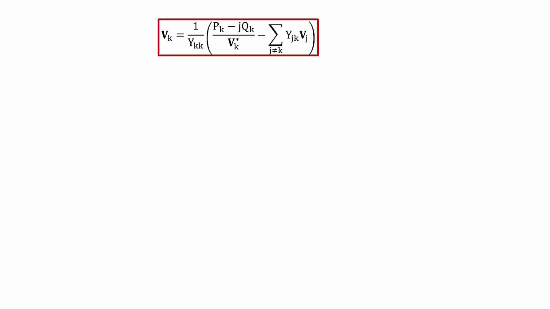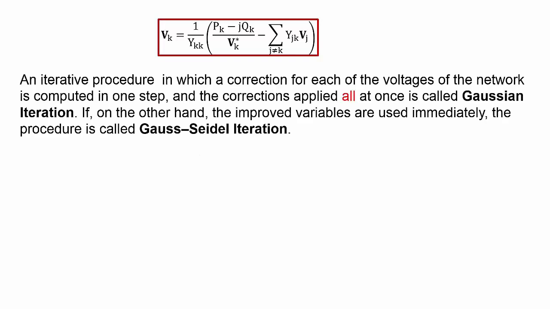This is the equation we used for the load bus. There are two situations here. A simple method is known as just the Gauss method. It waits for all the voltages to be calculated and then applies the new values in the second iteration, or the following iteration, at the same time.